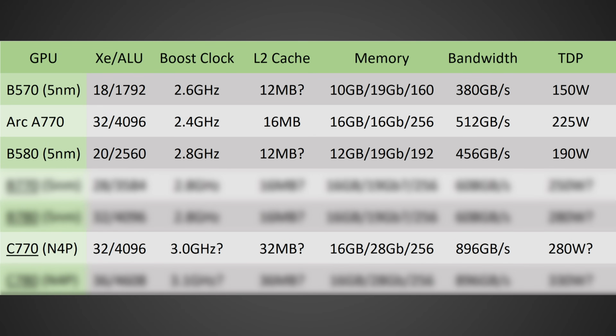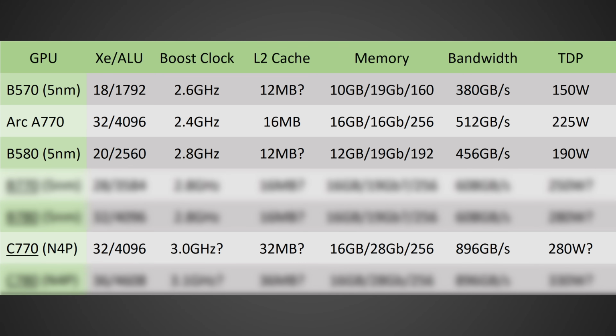So I do suspect you'll see with the C770 a 32 XE core or 4096 ALUs, which you can kind of think of as the cores. That's actually going to be the same amount that we saw on the A770. However, again, those cores are going to have much, much higher IPC, and they are going to clock higher. In fact, if we take a look here, I am suspecting somewhere between 3 and 3.1 gigahertz on the C770, and I believe roughly either 16 or 32 megabytes of cache.